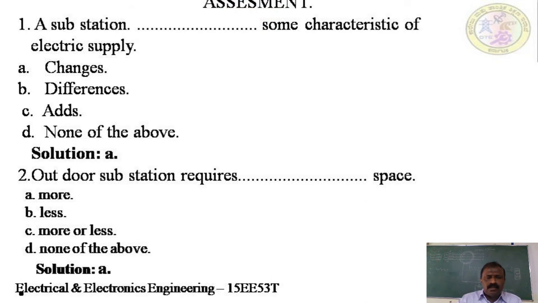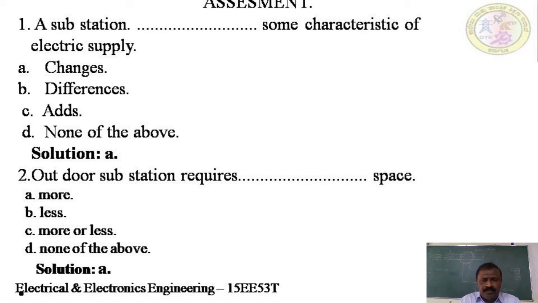These are a few assessment questions for substations. Question number 1: a substation dash some characteristic of electrical supply. A, changes; B, differences; C, adds; D, none of the above. Basically, the substation changes some characteristics of electrical supply. Therefore the solution for this question is changes.